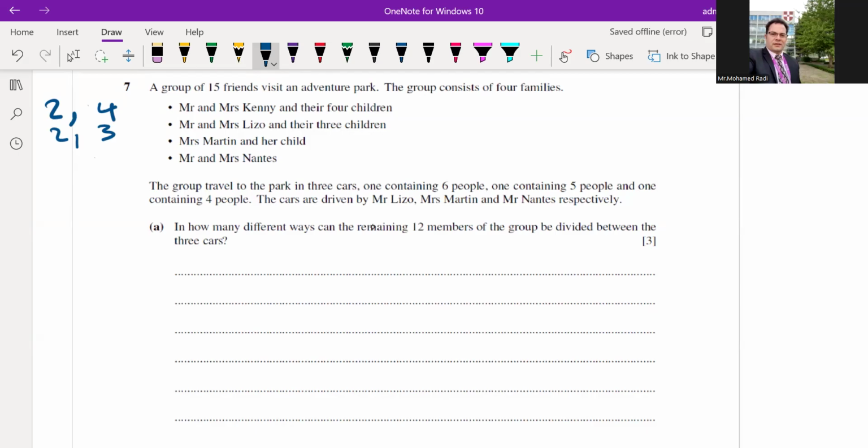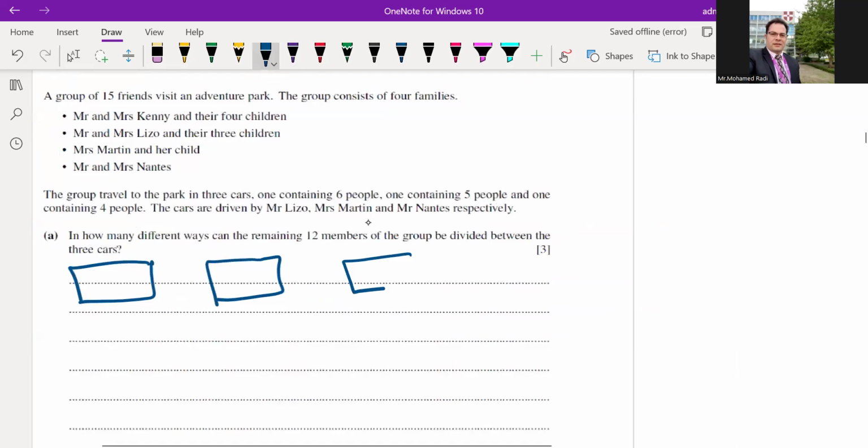Mrs. Martin and her child, so 1 adult and 1 child. Mr. and Mrs. Nuts, so will be 2 adults and 0 children. The group travel to the park in 3 cars. We have 1 car, 2, and 3 cars.